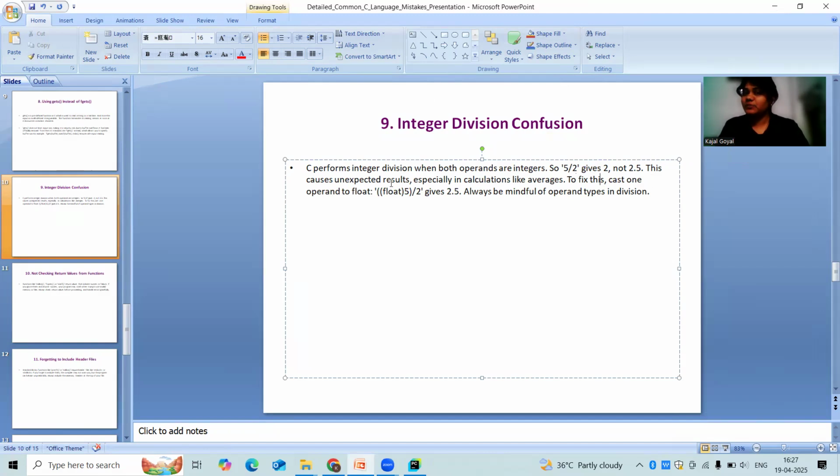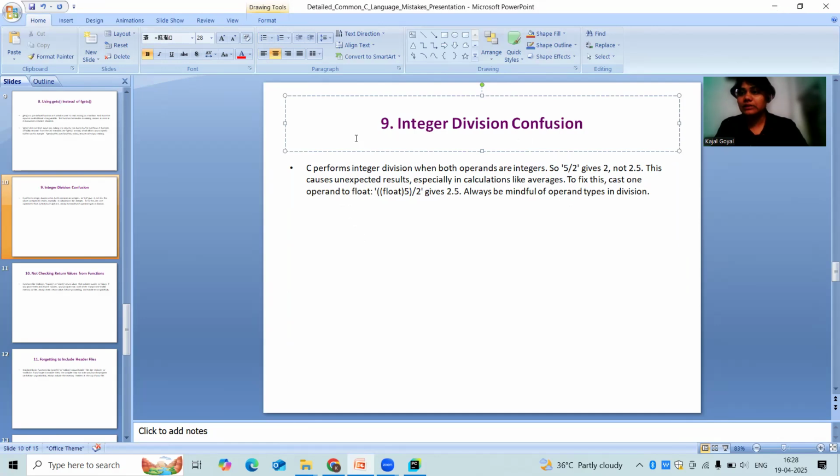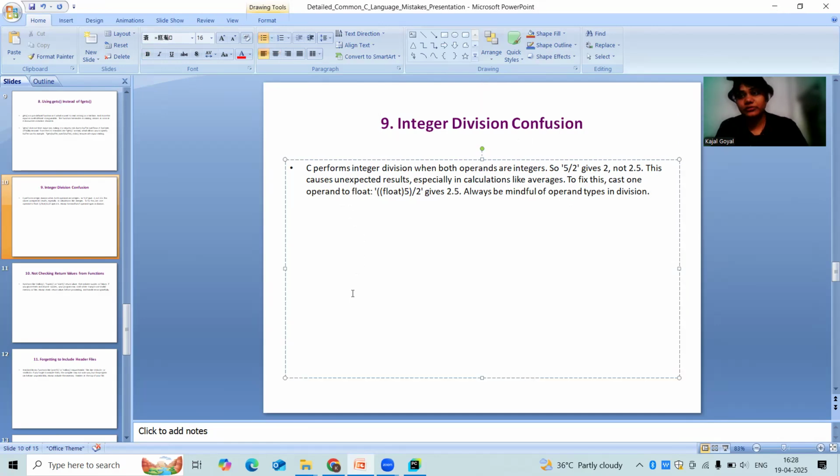This causes unexpected results, especially in calculations like averages. To fix this, cast one operand to float: 5 by 2 gives you 2.5. Always be mindful of operand types in division. If you are using only integers, you will get the answer in integer form. If you use a float, you will get the whole value.